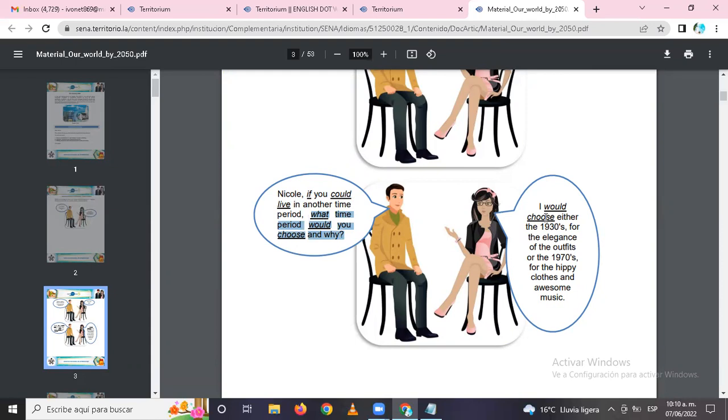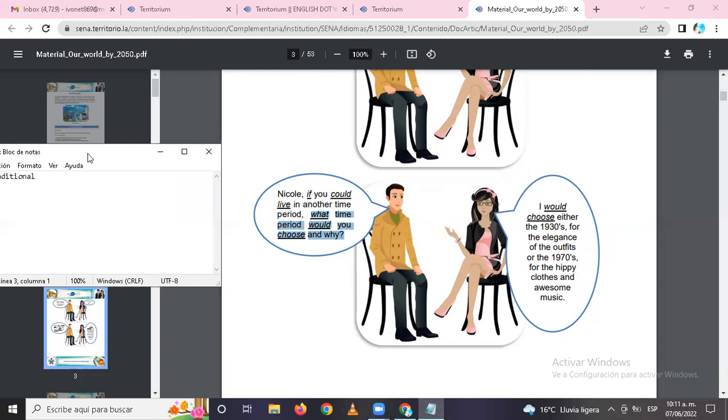I would choose either the 1930s for the elegance of the outfits, or the 1970s for the hippie clothes and awesome music. Her answer is kind of contradictory, ¿cierto? Un poco como contradictoria. In this case, she chose the elegance, and in the second case, the 70s, of course the opposite, the hippie clothes and the music.